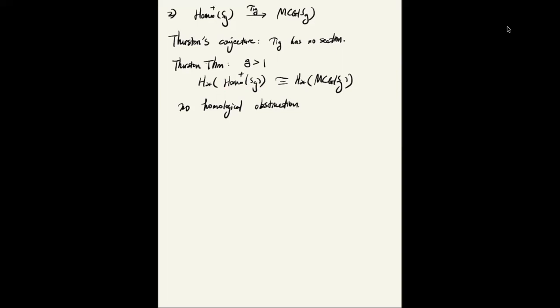So somehow the homeomorphism group and mapping class group have the same homology for any coefficient. And so in 2007, Markovic gave a proof of this non-realizability. And so this is a deep dynamical argument.